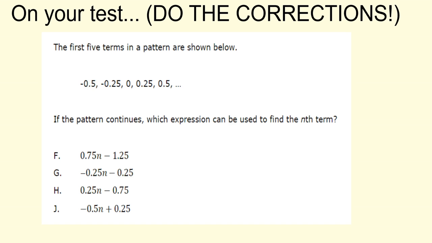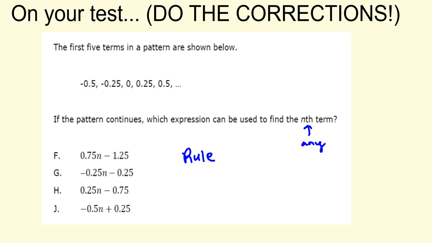So this was one that was commonly missed, and actually that I ended up throwing off of our test. So let's look at why we missed it and what we can do in the future to figure that out. So the first 5 terms in a pattern are shown below. If the pattern continues, which expression can be used to find the nth term? This means any term. So I'm looking for a rule that could be used to find that.